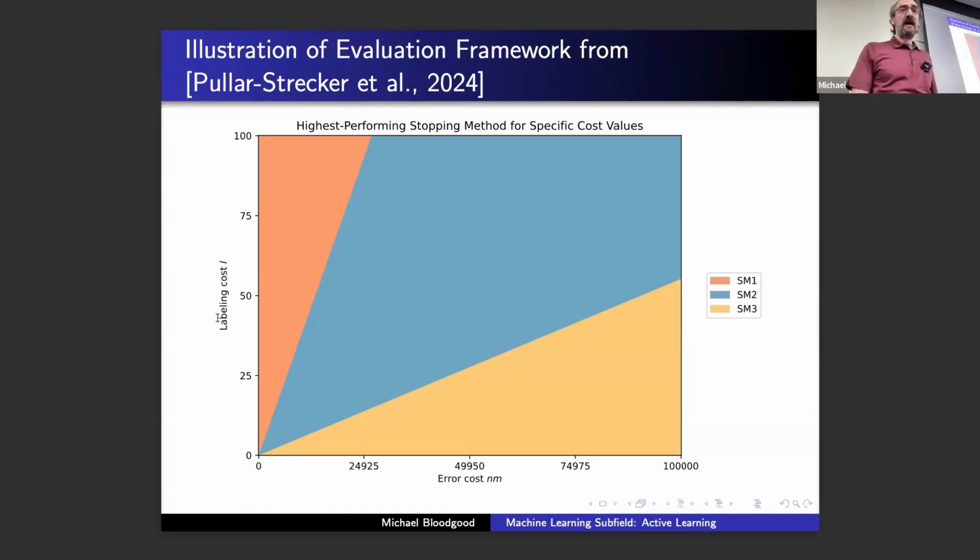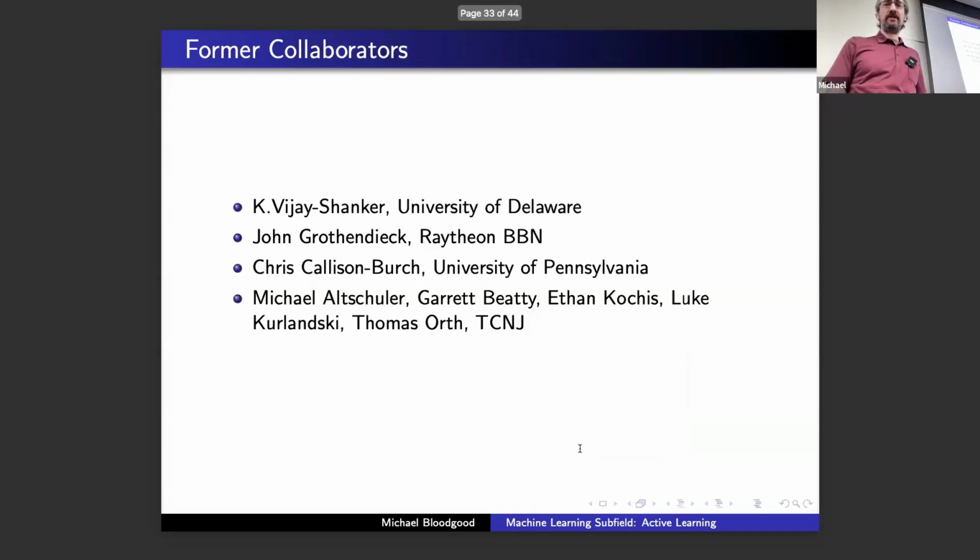But you have relatively high label cost. Then you would prefer this stopping method. If you're somewhere in the middle, you would prefer this other one. And if you're in the other scenario down here, where you have very high error cost, so you want your final learned model to be as high performing as it can possibly be, and relatively low label cost, so you can buy more data and it's not that expensive, then this stopping method would actually be better. So there's an interesting new evaluation framework.